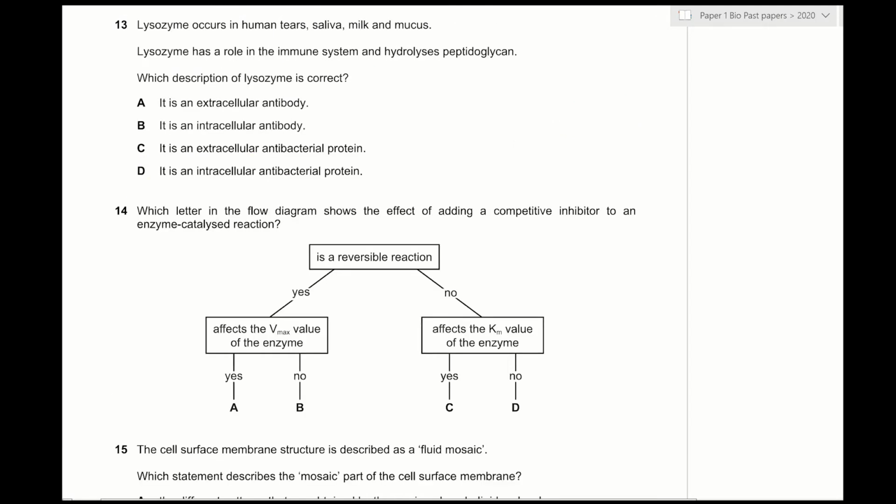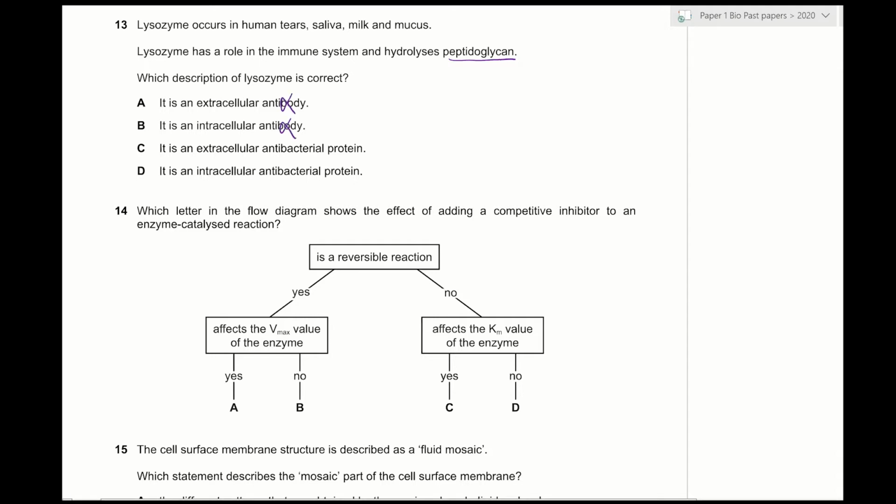Lysozyme occurs in human tears, saliva, milk, and mucus. Lysozyme has a role in the immune system and hydrolyzes peptidoglycan. Which description of lysozyme is correct? To start with, peptidoglycan is a component of cell walls found in bacterial cells, or prokaryotic cells. Now, A. It is an extracellular antibody.